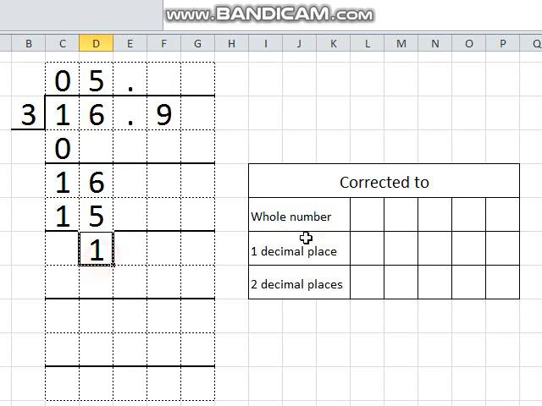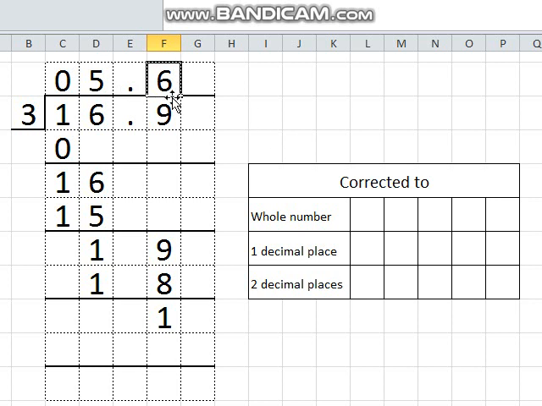So let's move on. Since this is 1, the next place value is 9. 19 divided by 3, the closest result is 6, and this is 18 over here. When you subtract, you have 1 here now. If you only want to correct the answer to the nearest whole number, then you stop here. So this is 5.6.